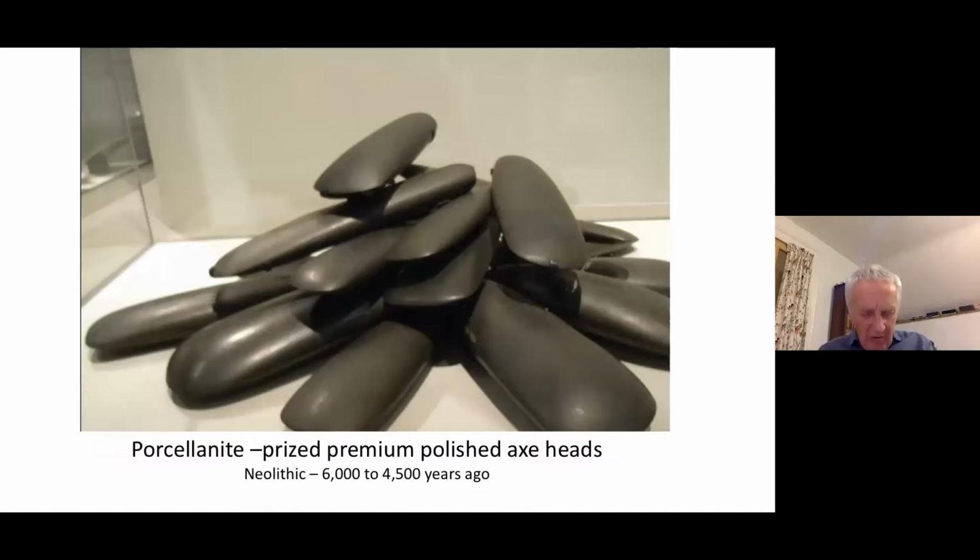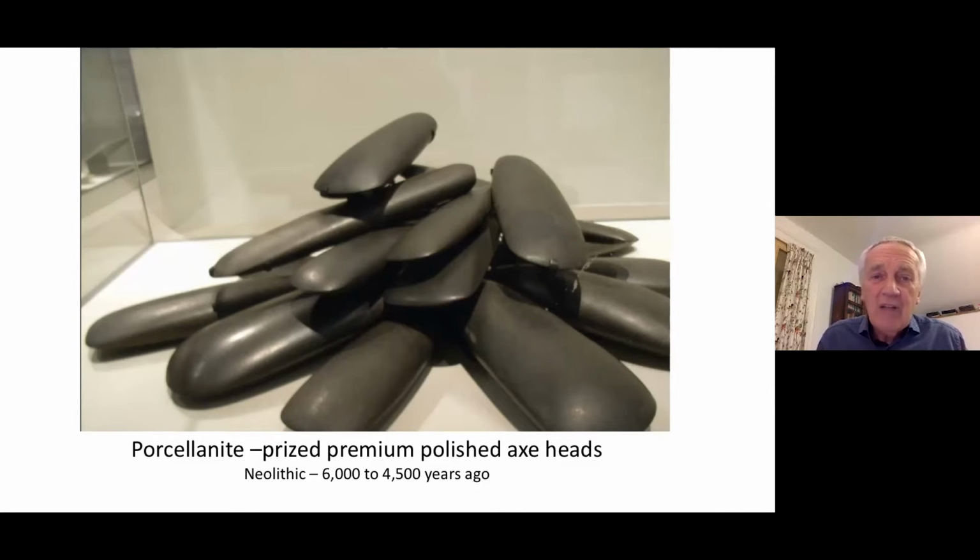The next rock formed by baking is this, porcelainite. This is a hoard of porcelainite axes, prized premium polished axe heads. And they really were prized and premium because they took a wonderful polish. And the polish was important because if the axe surface had defects on it, those defects could be the starting point for a stress fracture and the axe would break.